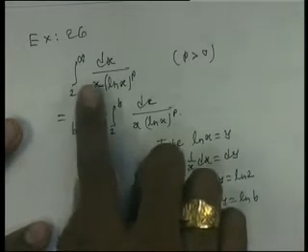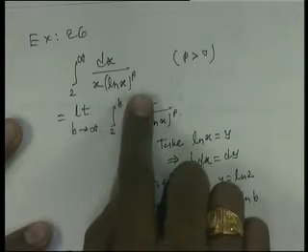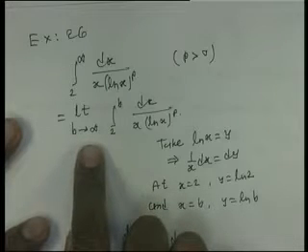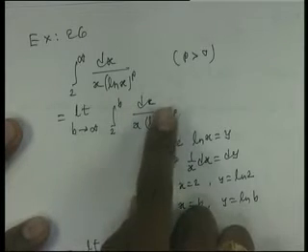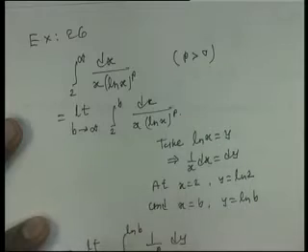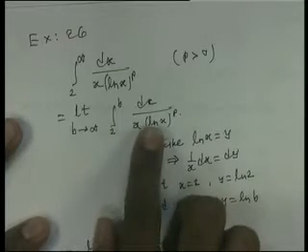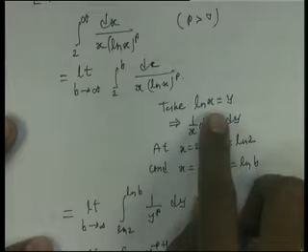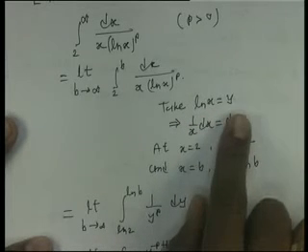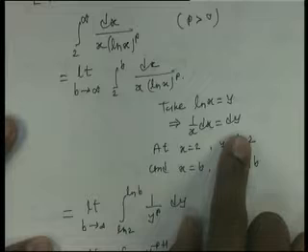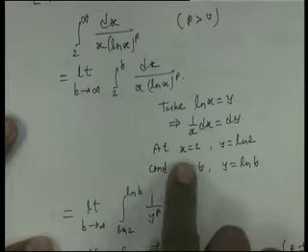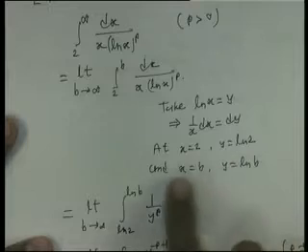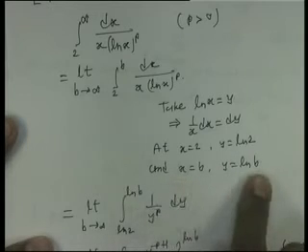The integration is from 2 to infinity dx upon x into log x raised to p. Since it is an improper integral, we have to write it as limit b tends to infinity, 2 to b dx upon x into log x raised to p. To solve this directly also we can write, but let us go by a simplified way. Let us take log x equal to y. So we can write 1 by x dx equal to dy. At the limit x equal to 2, y is equal to log 2, and at x equal to b, y is equal to log b.